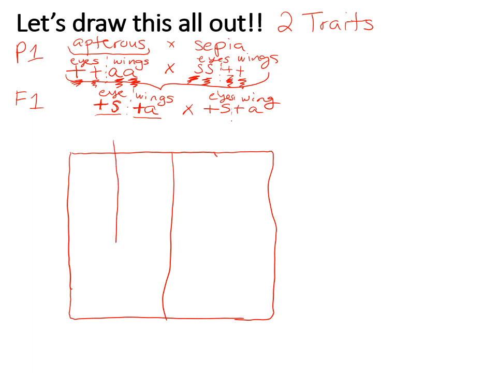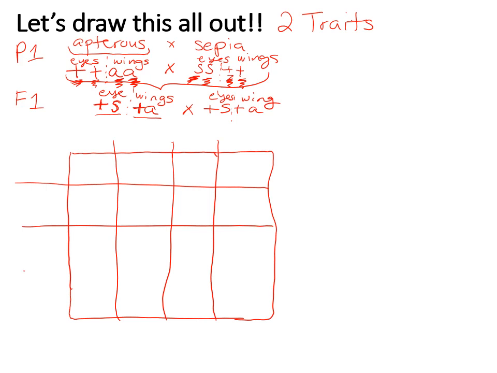And we're going to separate it based on the different gametes that each parent can give to the offspring. Okay, so we've got to just draw this out first. We're going to have parent number 1's gametes over here, and then parent number 2 along this side.